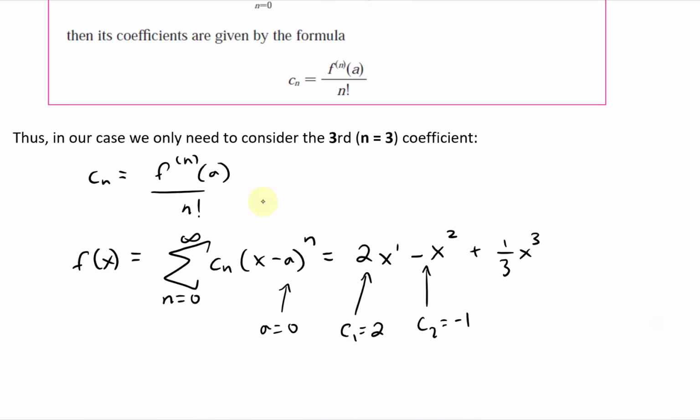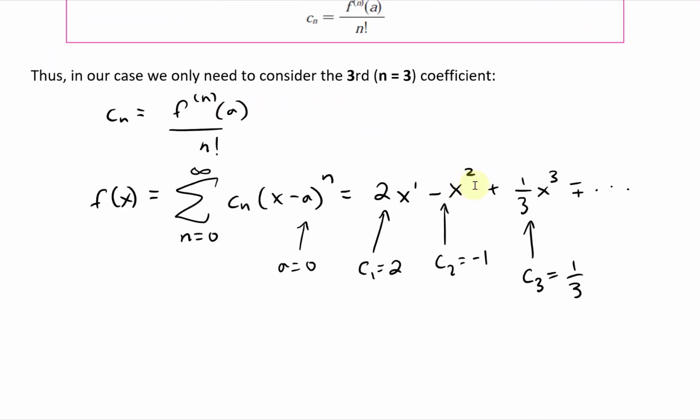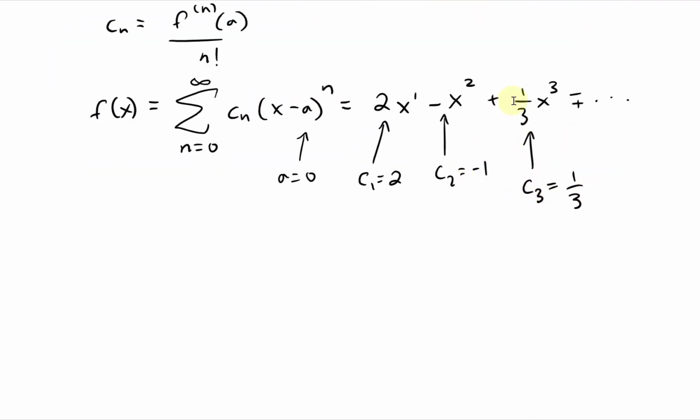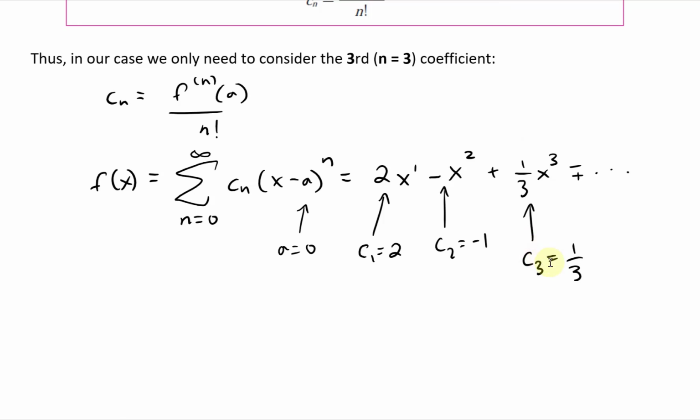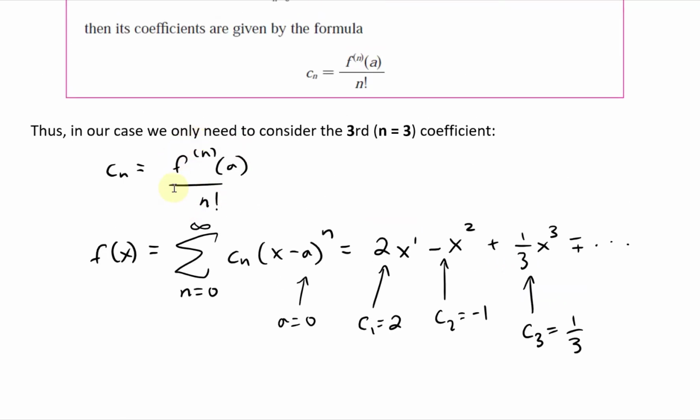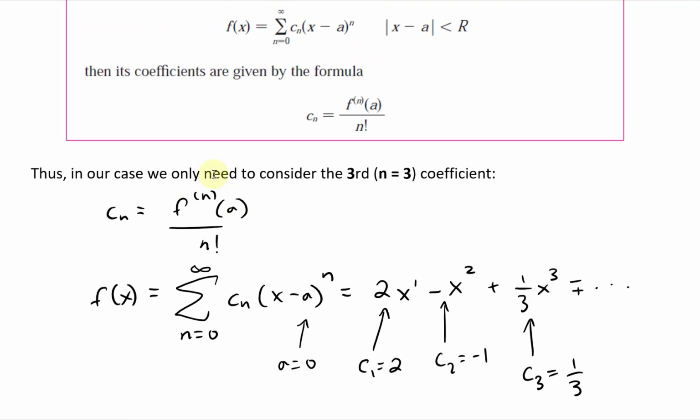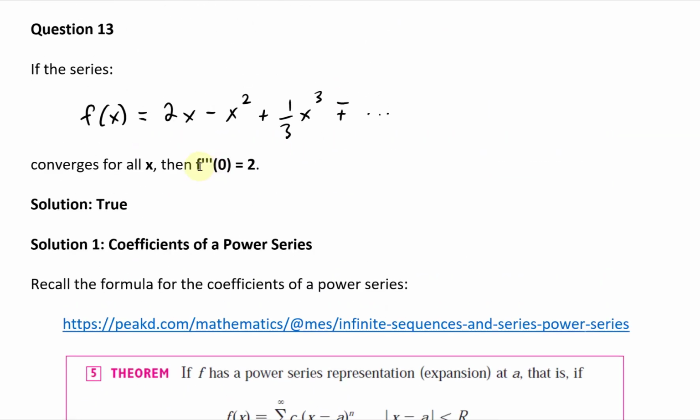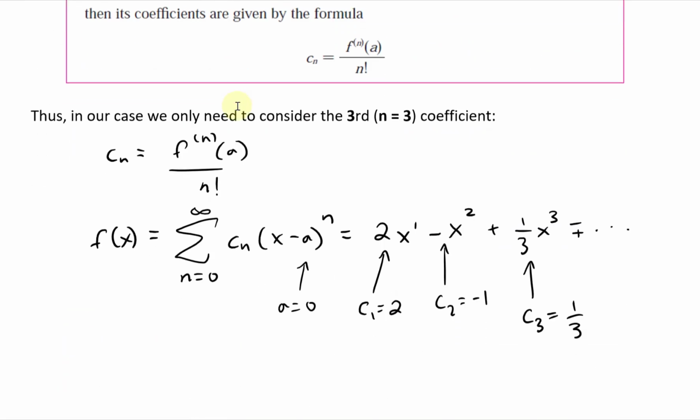X cubed, and then it goes minus plus dot dot dot. So we only need to worry about this one. That's going to be our C3 equals 1 over 3. So what this means is, we could take this coefficient right there, 1 over 3, and throw that into this formula for n equals 3, and we can get the third derivative, or f triple prime, and then rearrange it to solve for what it is.